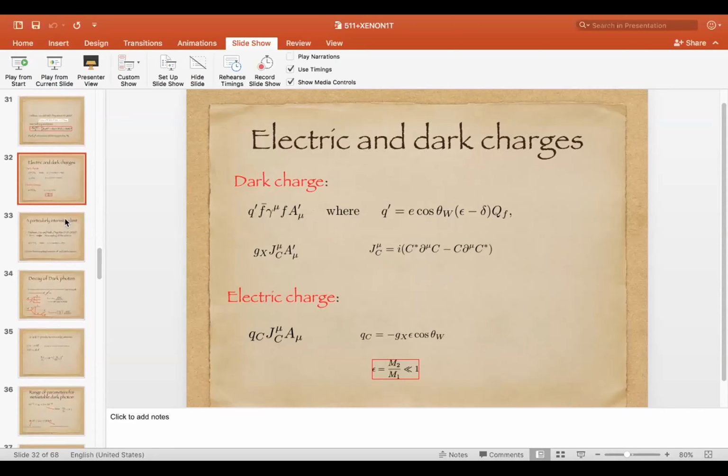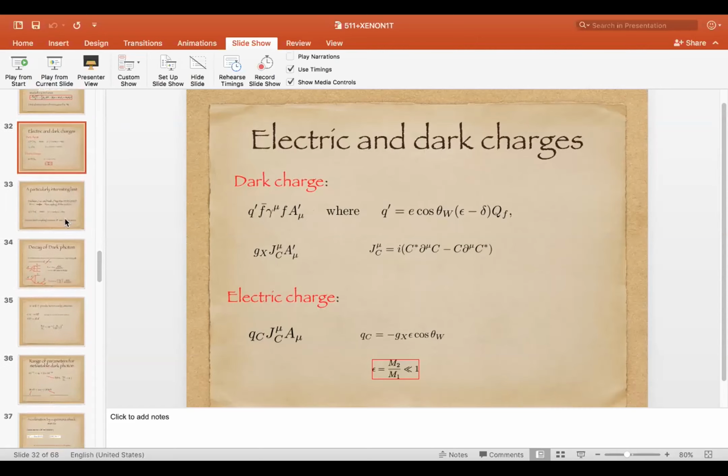Now, in the limit that epsilon is equal to delta, the coupling of the dark photon to ordinary fermions vanishes. And as we showed in our paper, this has a consequence for A prime. A prime will have in this limit a very long lifetime, much longer than the age of the universe, and can be a subdominant dark matter candidate.